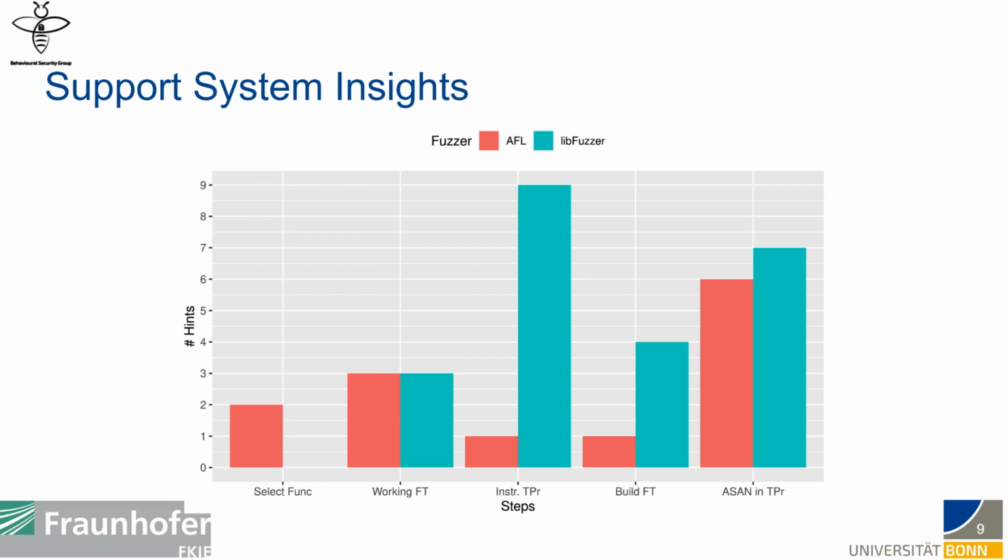AFL is represented in red and libFuzzer in teal. It is clearly visible that libFuzzer users required more help in instrumenting the target program and building the fuzz target. You can also see that the participants struggled with getting the address sanitizer running. This happened with both fuzzers, AFL and libFuzzer.